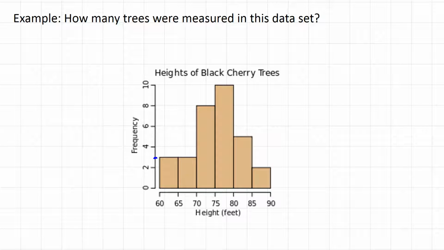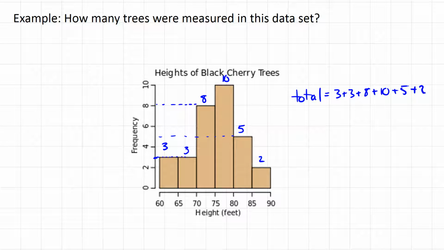So in this first bin, there are 3 trees between 60 and 65 feet. In the second bin, there are 3 more trees between 65 and 70 feet. In the third bin here, there are 8 trees between 70 and 75, 10 in the next bin, we have to trace across, looks like 5 in the next bin after that, and then lastly 2 between 85 and 90 feet. So if we want the total number, we add the number that are in each bin, so that's 3 plus 8 plus 10 plus 5 plus 2. That's going to be the total number of trees in the whole data set. So in this case, it adds up to 31 trees.